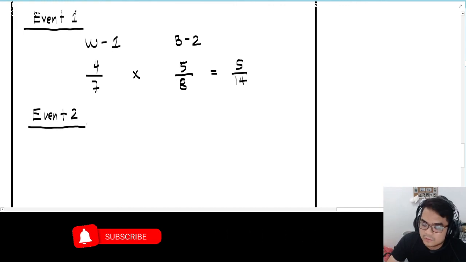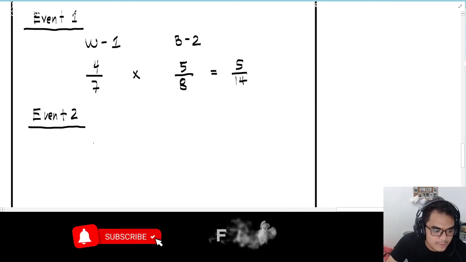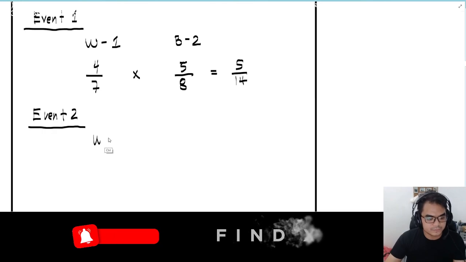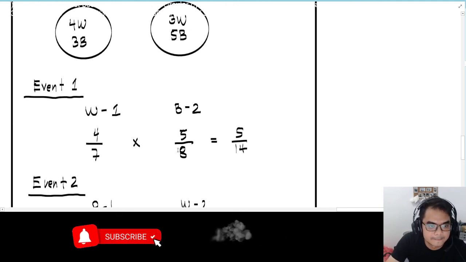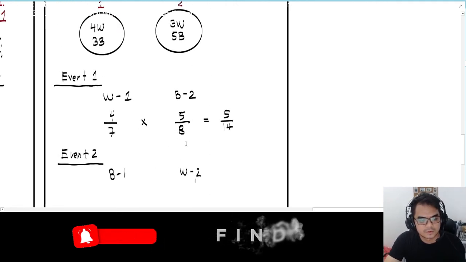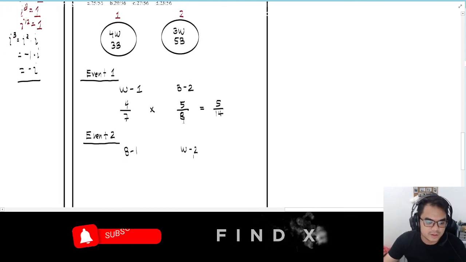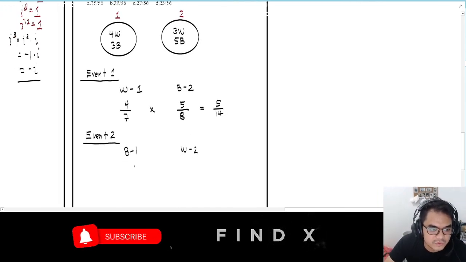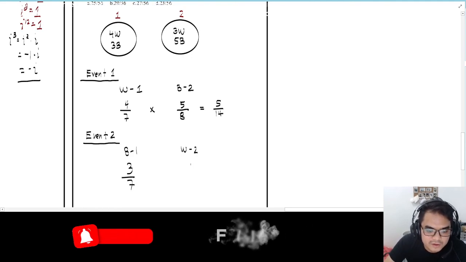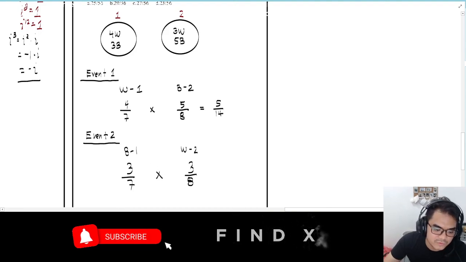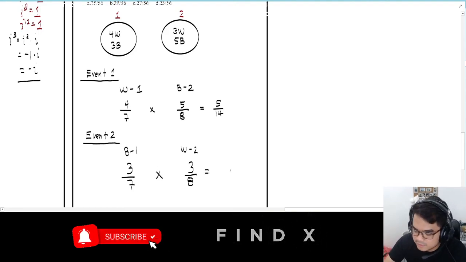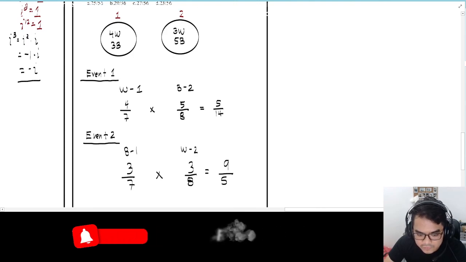Okay, so let's have event 2. For the next event, we have black on the first urn and then white on the second urn. Let me just zoom it out so you can see. So what is the chance for you to get a black? That is 3 over 7, right? And then for the white on the second is 3 over 8. So again, you have to multiply this because those two events must happen simultaneously. So this is 9 over 56.